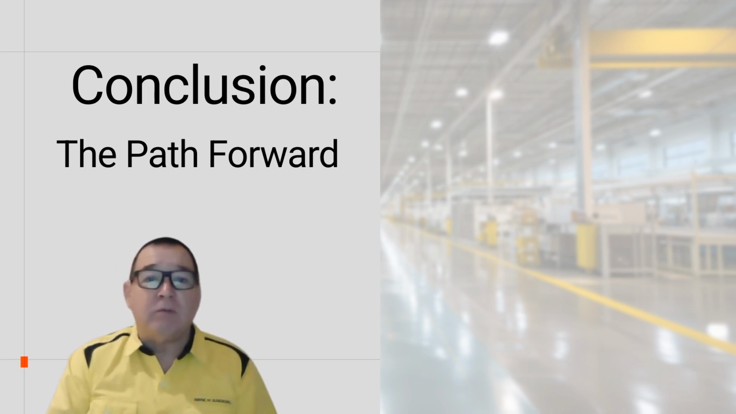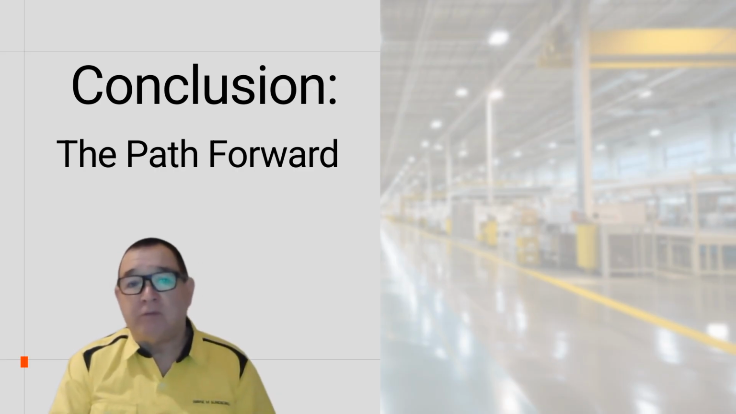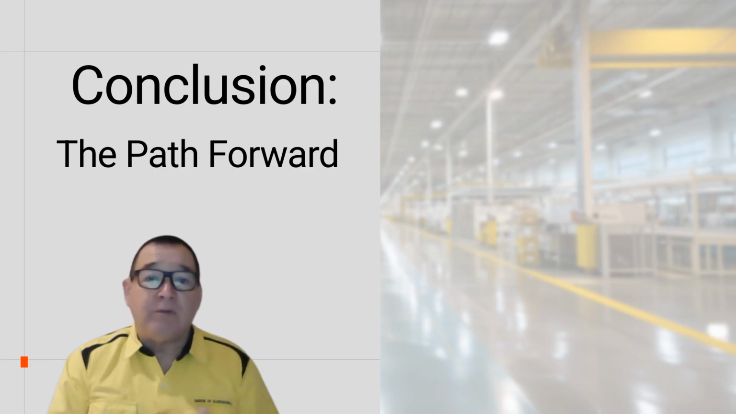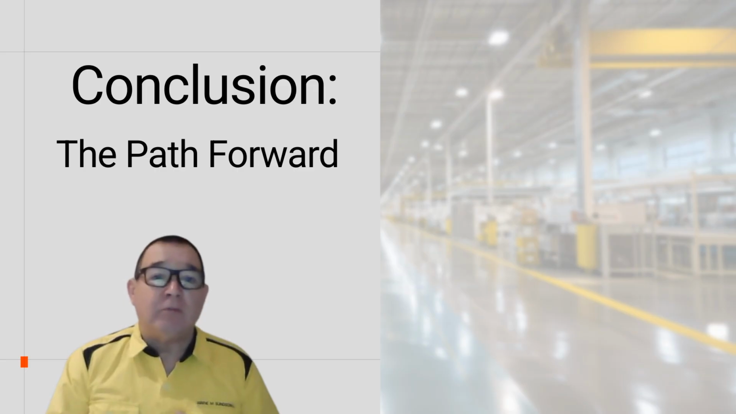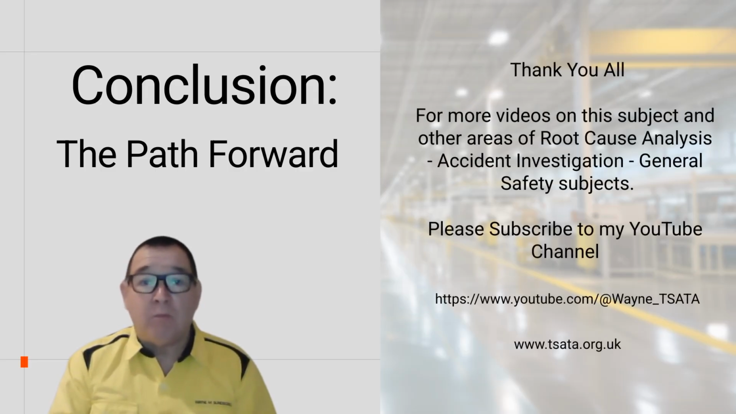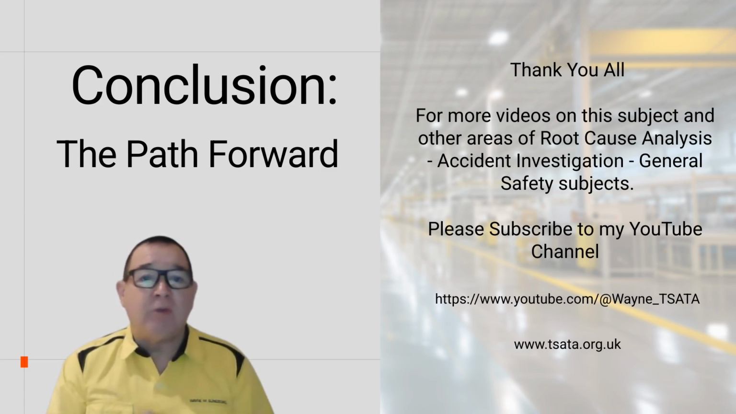Okay, let's have a look at the conclusion and the path forward. Integrating human factor analysis into accident investigation represents a fundamental shift from reactive blame assignment to proactive system improvement. It requires investment in training, tools, and cultural change, but the returns in both safety performance and operational excellence justify the effort. The accidents that haven't happened yet are waiting for us to understand not just what went wrong, but why it made sense to go wrong.